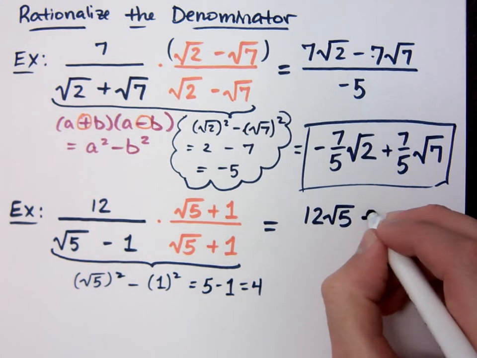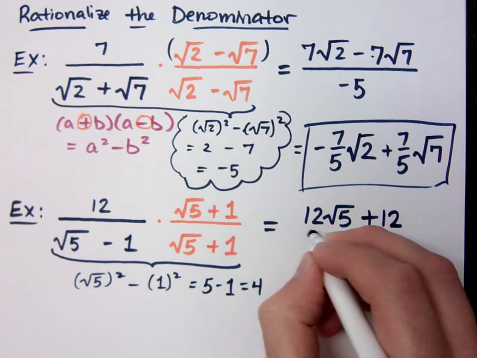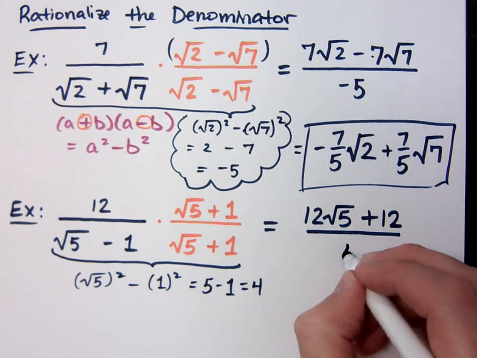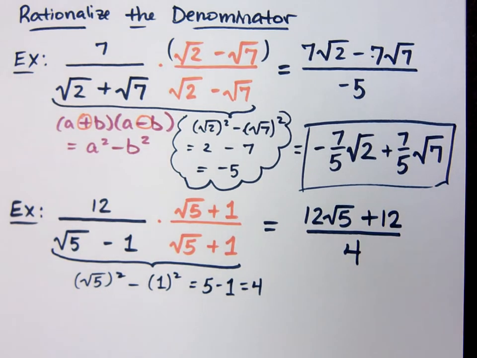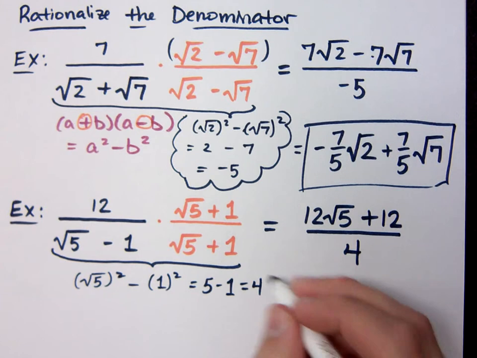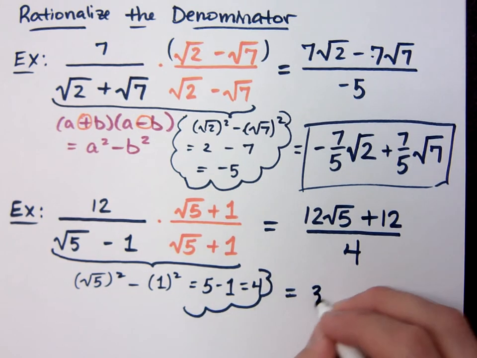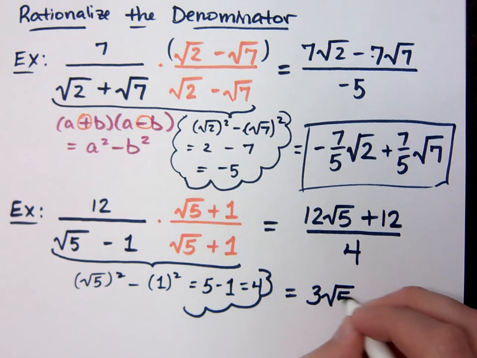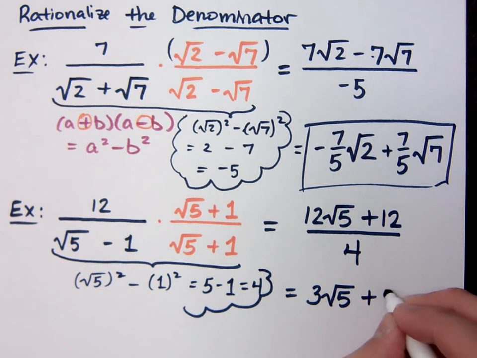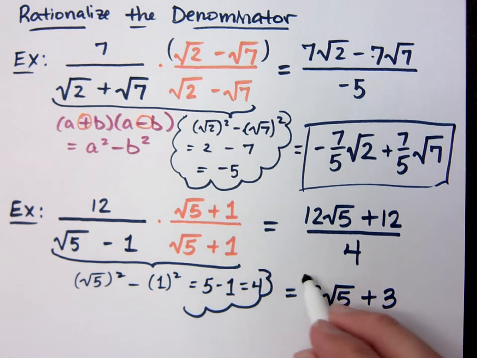12 square roots of 5 plus 12, and this is all over 4. Now, can that guy be simplified? Yes. How? That's going to give me 3 square roots of 5 plus 3.